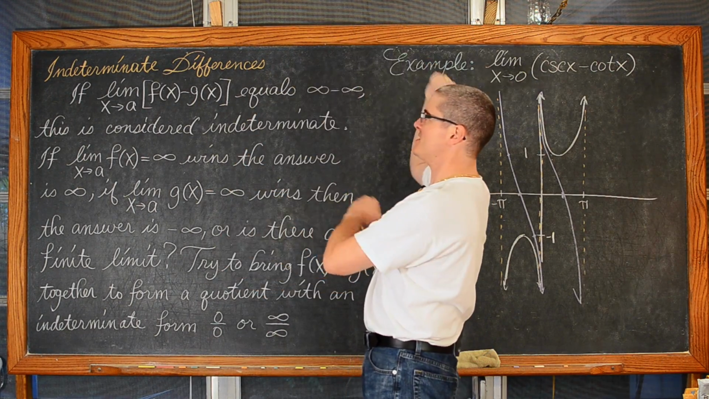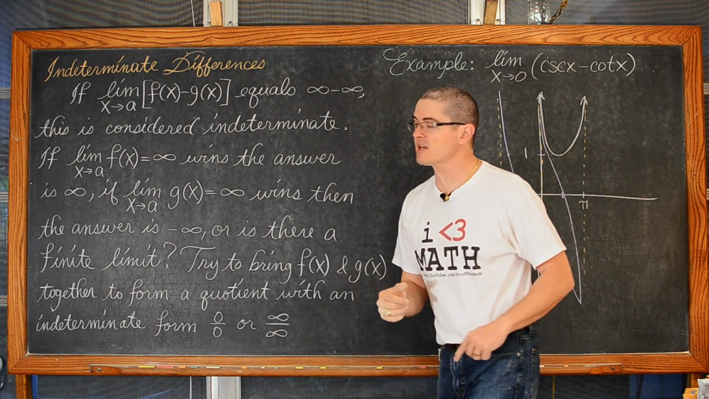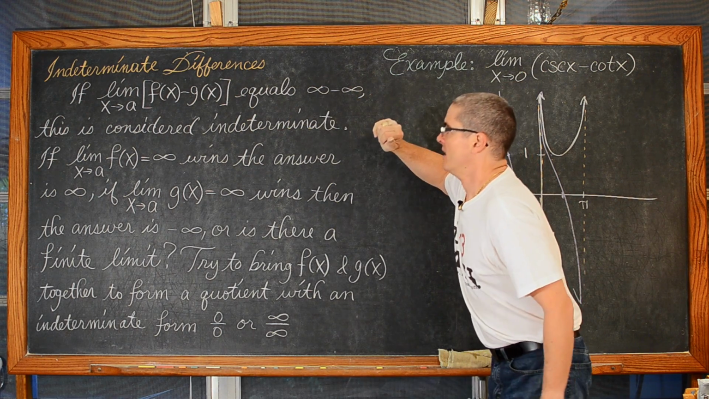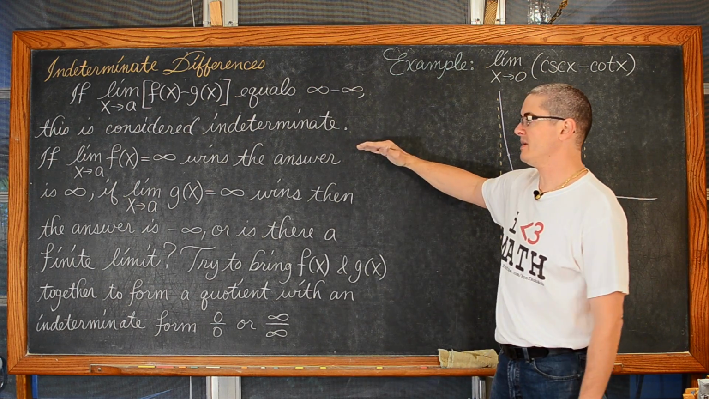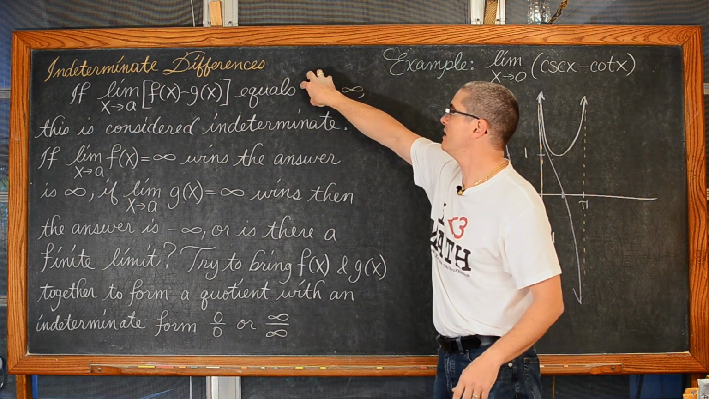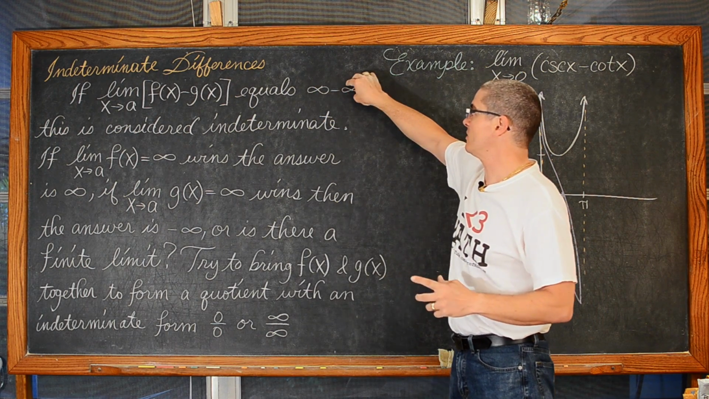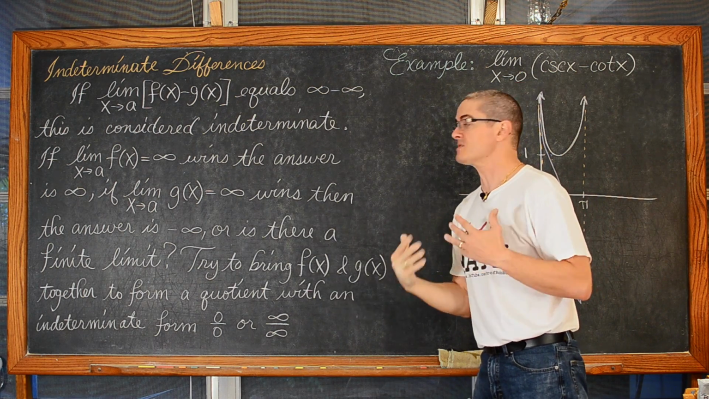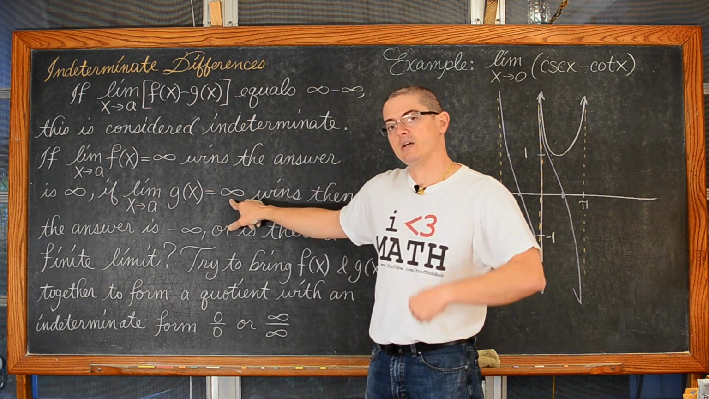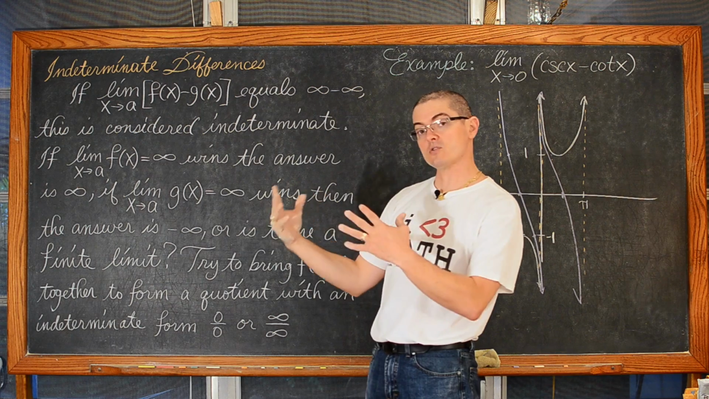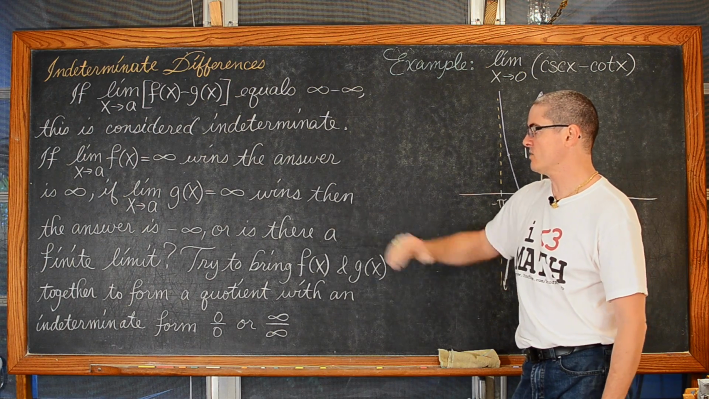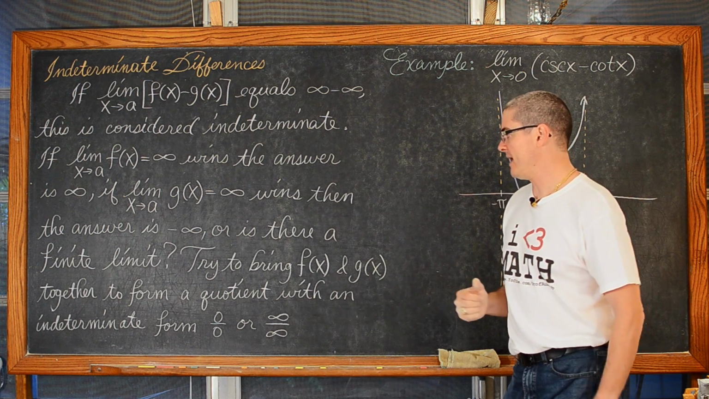Last form, indeterminate form for differences. If the limit as x approaches a of f of x minus g of x equals infinity minus infinity, this is considered indeterminate. If f of x, which is going to infinity, wins, the answer is going to be infinity. You're taking an infinitely large number and subtracting something that's also infinity but not growing as fast, and ultimately that goes to infinity. If g of x, which is infinity, wins, if that's the stronger or larger infinity, then the answer is going to be negative infinity. Or maybe there's a balance somewhere in between and there's a finite limit, a numerical value.